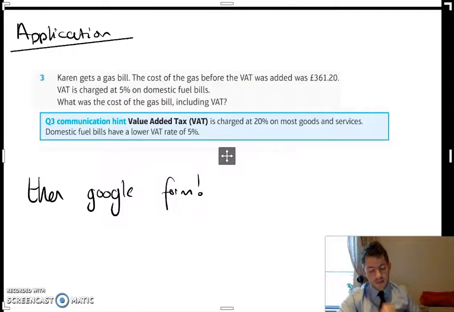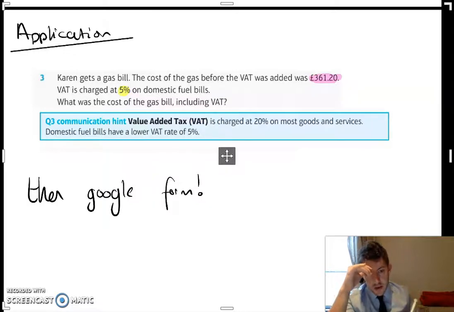Karen gets a bill. The cost of the gas before the VAT was added was £361.20. VAT is charged at 5%. For anyone who's not aware of VAT, you're going to add 5% on. That's your tax. What was the cost of the gas bill including tax? So find 5% and add it on.